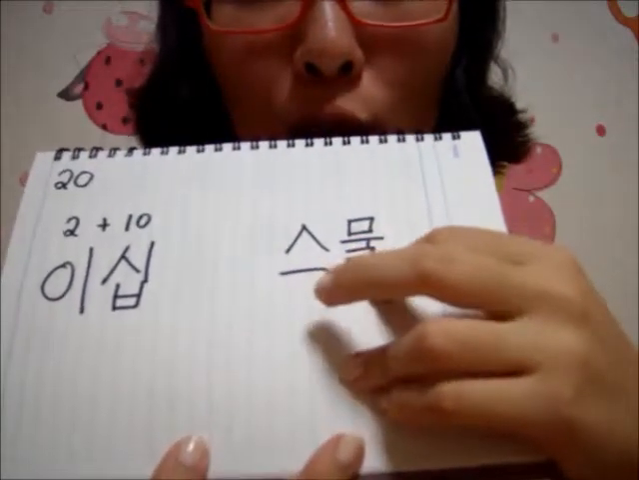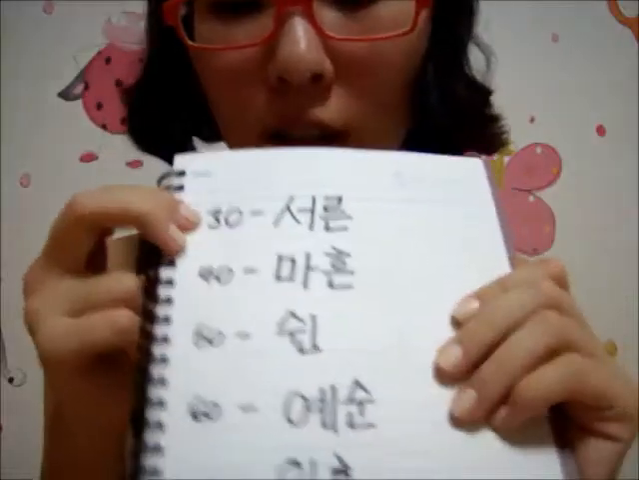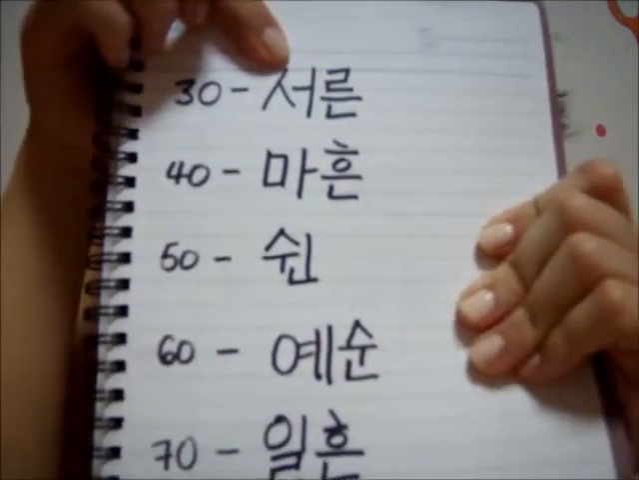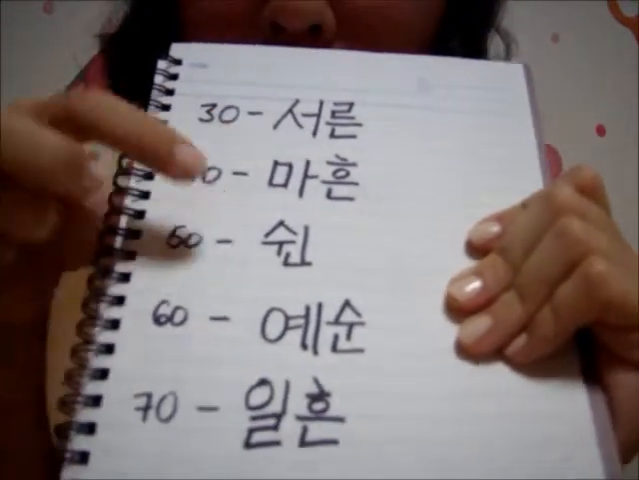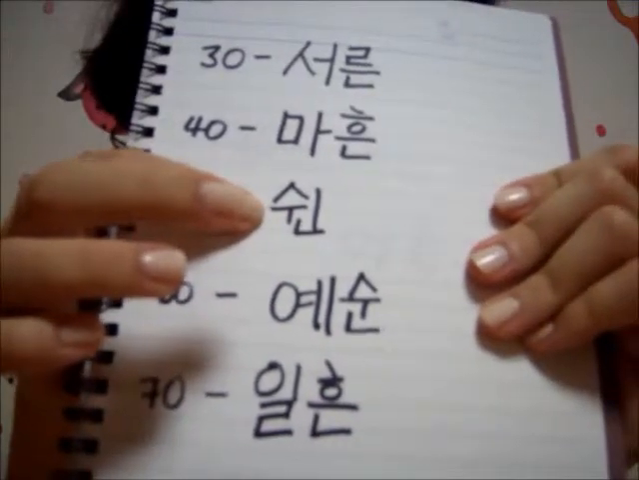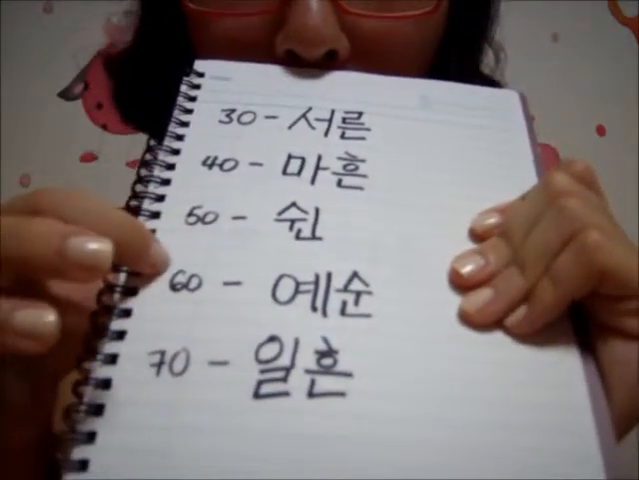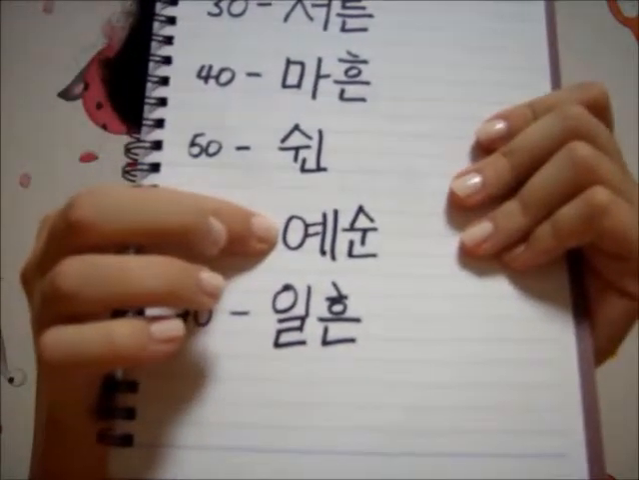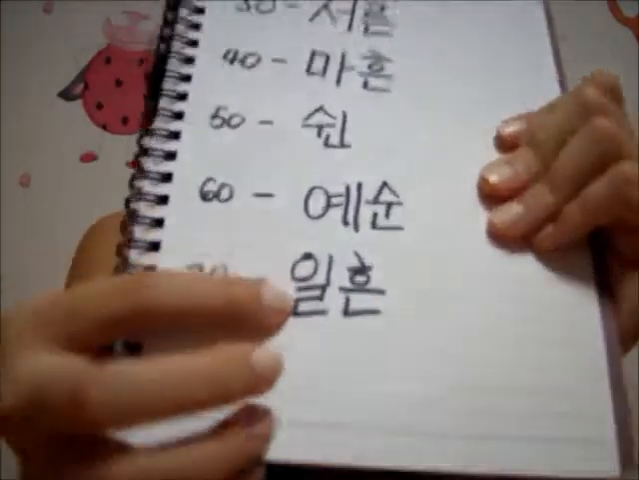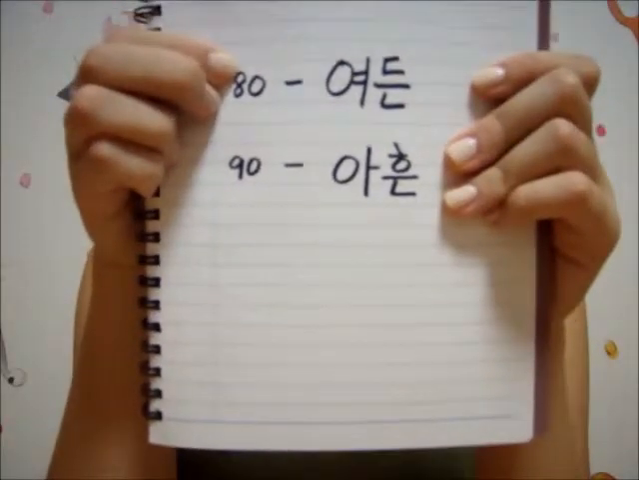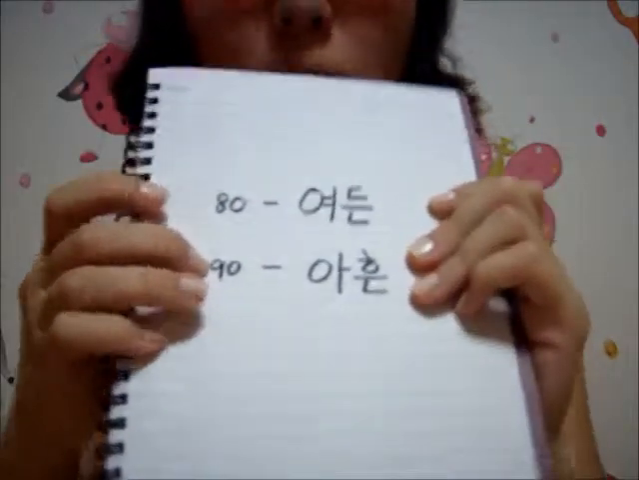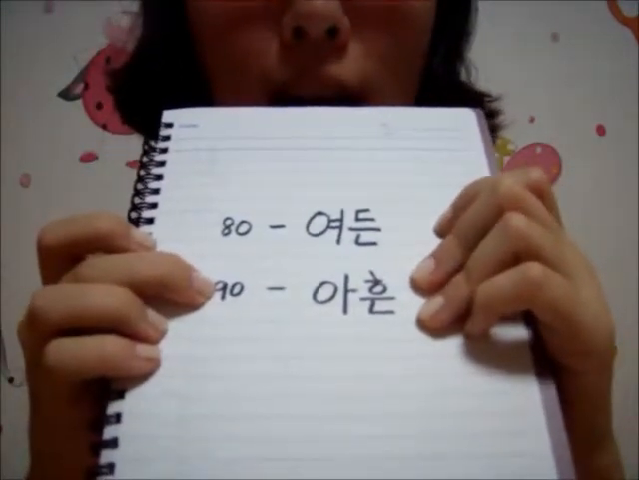20, 스물. 30, 서른. 40, 마흔. 50, 쉰. 60, 예순. 70, 일흔. 80, 여든. 90, 아흔.